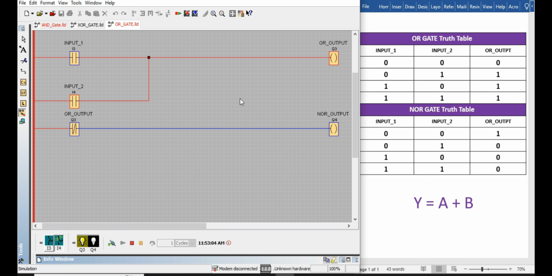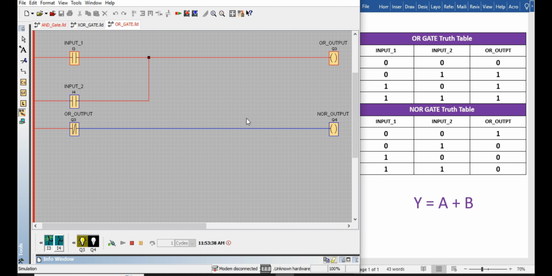Here I would like to share a point. 0 means contact is in normal state, contact is open. 1 means contact is in detected form, closed form. So we will move towards third entry. Input 1 is 1. It means input 1 is closed and input 2 is 0. In this case also the output should be high. So the output is high. Q3 is glowing.